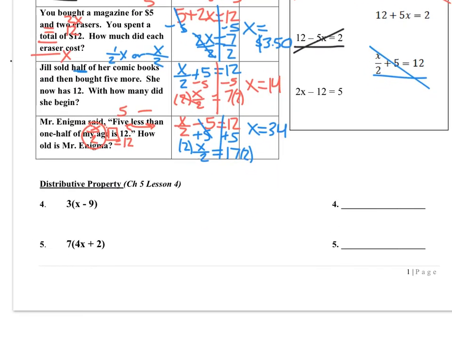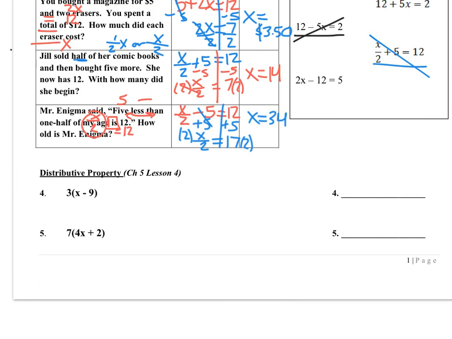Alright, let's keep going. Now we're looking at distributive property. These ones are not bad. So number 4, distributing 3 to the x, and I'd get 3x. And distributing 3 to the negative 9, minus 27. And number 5, 7 times 4x is 28x. And 7 times positive 2 is plus 14. And that is the end of the first page.